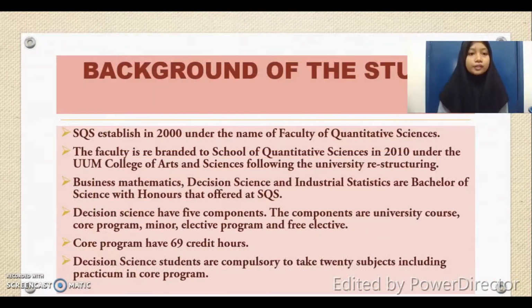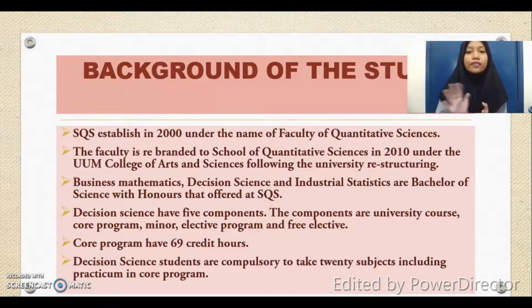Background of the study. SQS was established in 2000 under the name of Faculty of Quantity Science. The faculty was rebranded to School of Quantity Science in 2010, under the UNM College of Arts and Science. There are 3 courses offered in SQS: Business Mathematics, Decision Science, and Industrial Statistics.